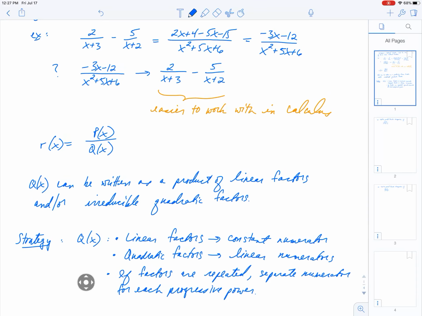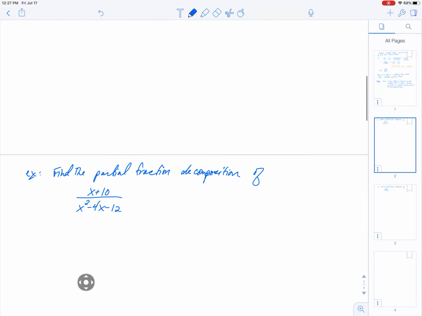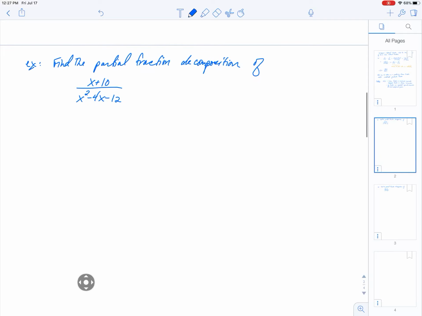So let's see how this technique is going to go. Let's find the partial fraction decomposition of x plus 10 over x squared minus 4x minus 12. The first order of business is factoring that denominator, the q. So this is going to become x plus 10 divided by x minus 6 times x plus 2. And what I can see is that those factors in q are linear, x to the first power.